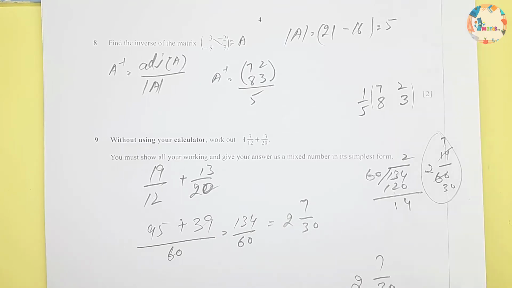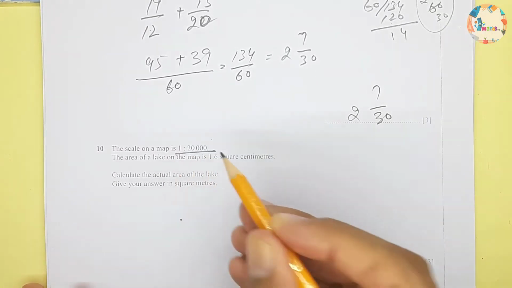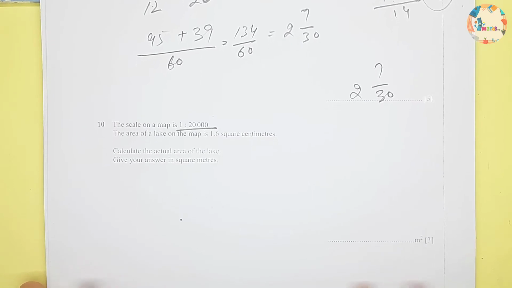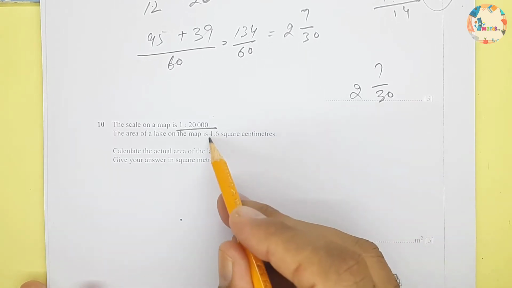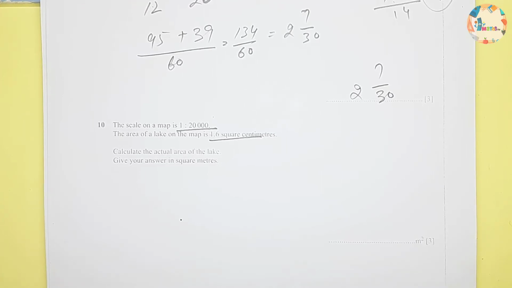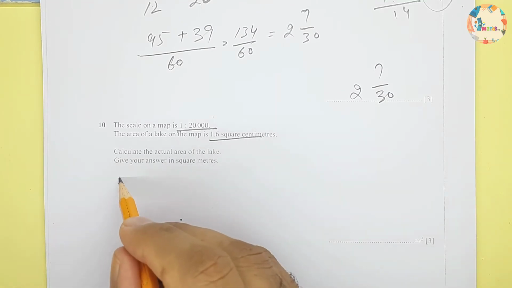Question number 10. The scale on a map is this one. And the area of a lake on the map is 1.6 square centimeters. Calculate the actual area of the lake. Give your answer in square meters. So to simplify the answer for this one, I will explain an easier way, I will draw for you.